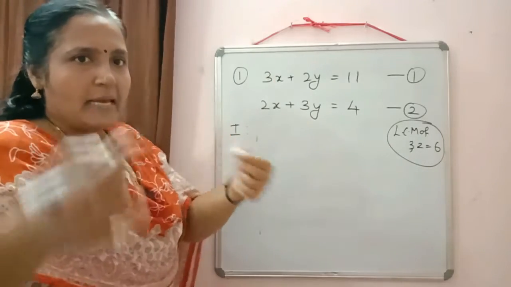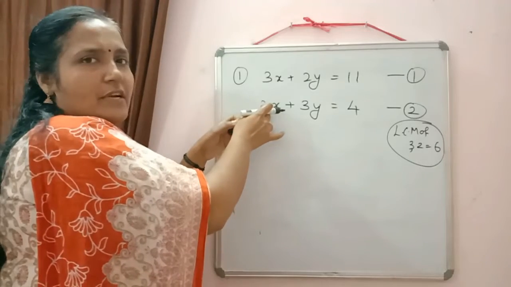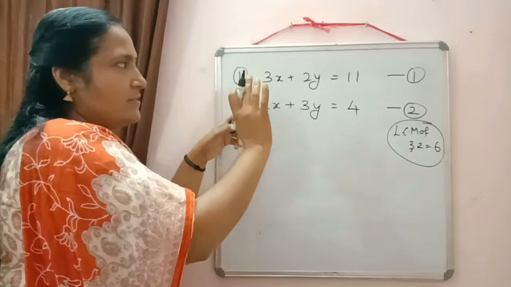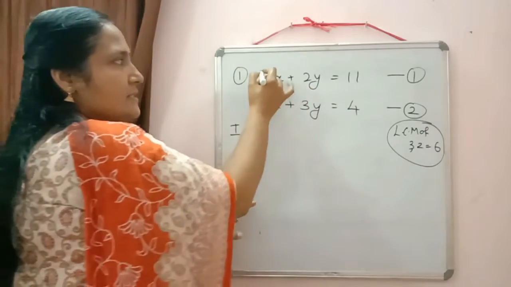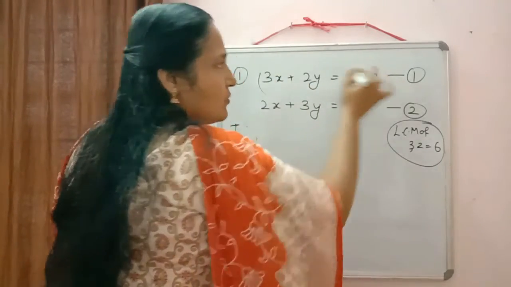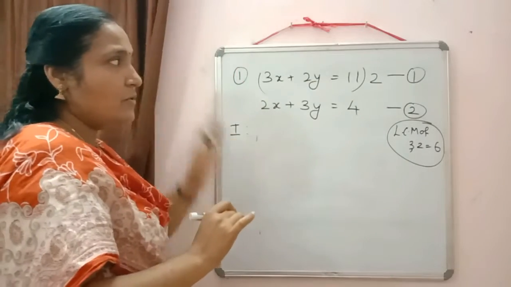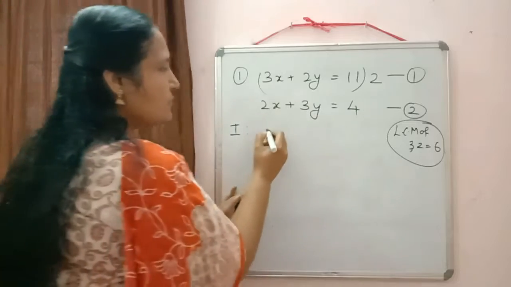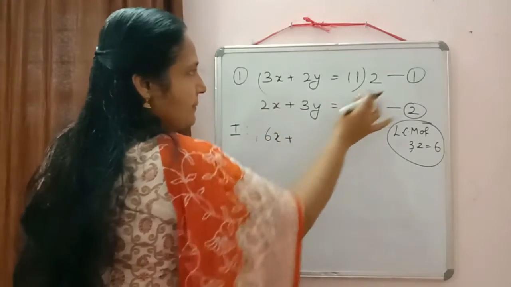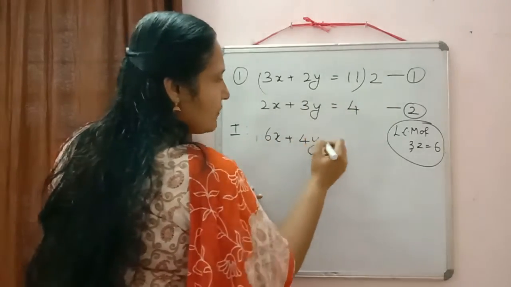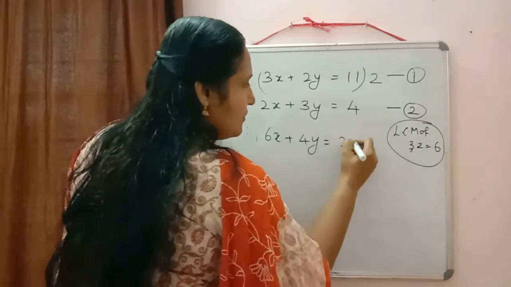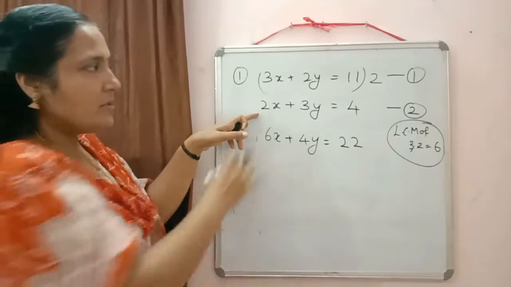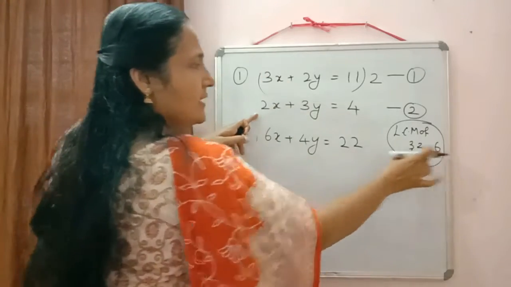Or for making it easy, what is the coefficient of x here? You multiply the first equation by that coefficient. So we are multiplying the first equation by 2. If we multiply it by 2, each term will get multiplied by 2. So it will be 2 3s are 6x plus 2 2s are 4y is equal to 11 into 2, 22.